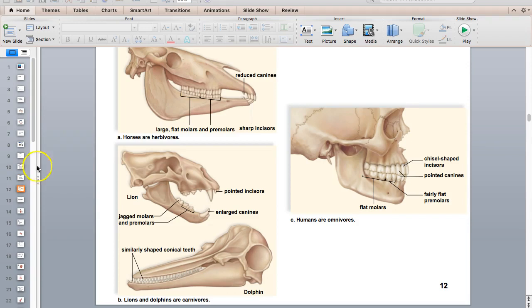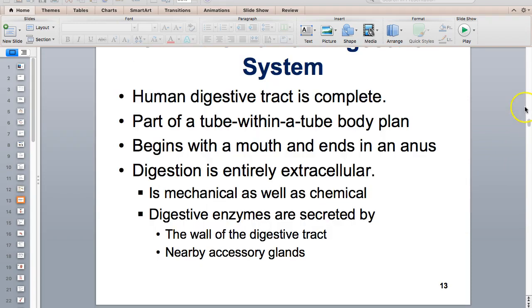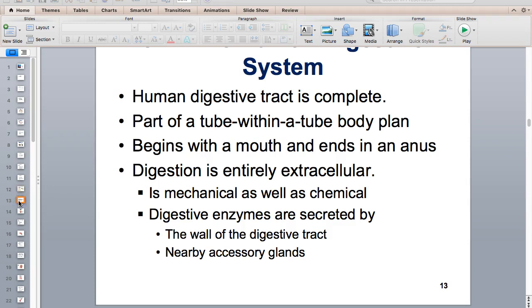Okay, and so again, if you look at jaws and teeth of an omnivore versus an herbivore versus a carnivore, you can see the differences in dentition, right? So this is trying to point out these differences here, okay? Again, sorry about switching like that. Okay, the next part talks about the human digestive tract, right?